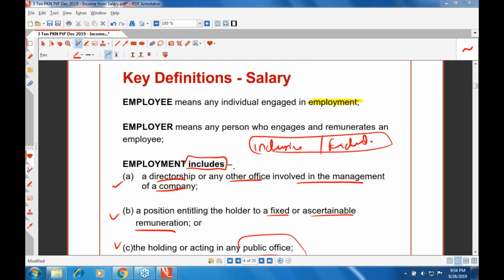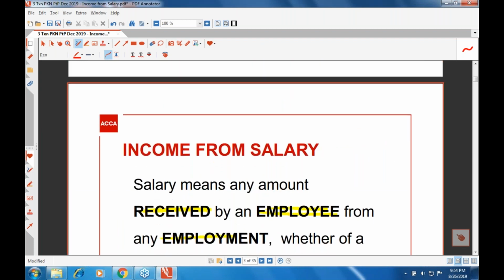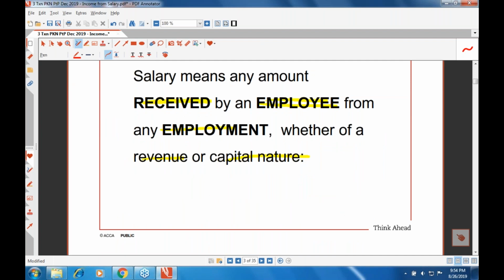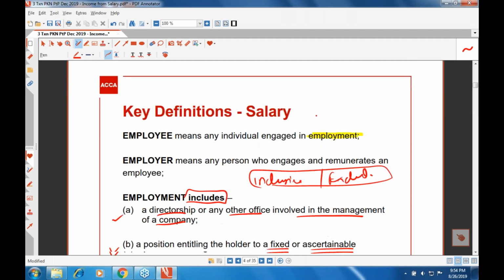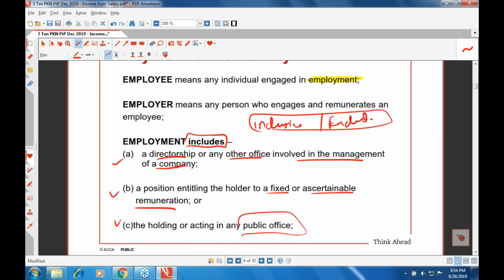Okay, the next situation is, we have actually understood this. The first thing is, what is employment? First of all, salary means any amount received by an employee from an employment. So what is an employee? The one who is engaged in employment. What is employment? It includes whatever employment means as per the dictionary, and in addition to this, these three things are also included.